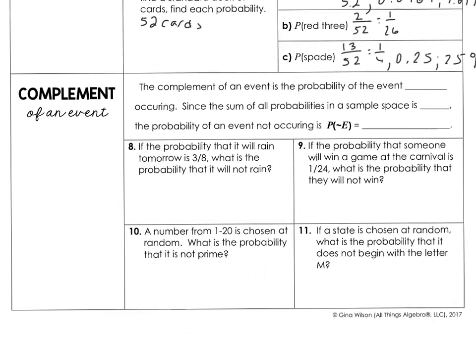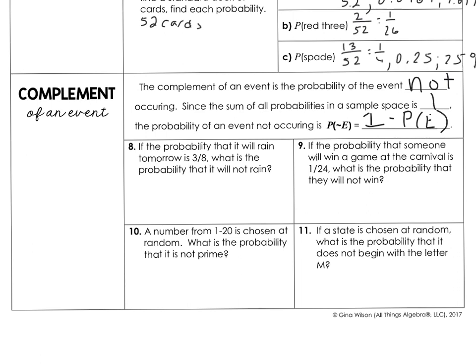The main thing I want to focus on in this back page is what's called the complement of an event. So the complement of an event is the probability of the event not occurring. Sometimes this is helpful because it's easier to calculate the probability of it not occurring and then looking at it that way. Since the sum of all probabilities in a sample space is always 1, the probability of an event not occurring, or the probability of not E, would be 1 minus the probability of E. So all probabilities in an event should always add up to 1.